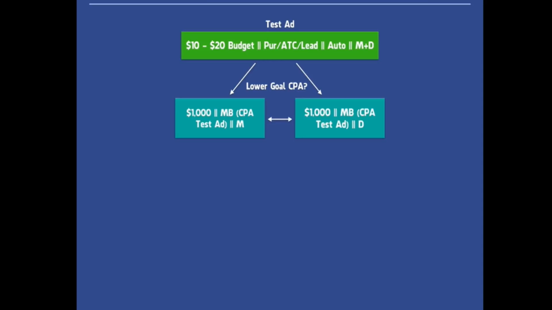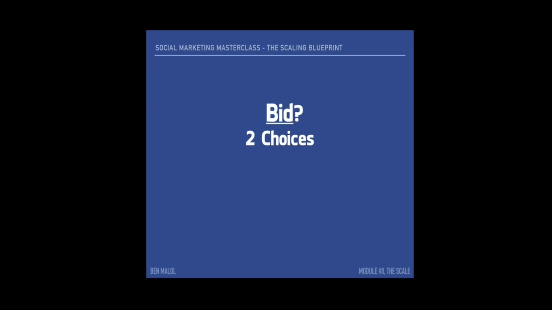So you'll have the test ad running, and then you'll have one of these ads running alongside it, right? So what bid do you put on the ad? So you have basically two choices. Okay, you have the bottom to top, which you go from a low bid and increase it slowly. This is a lot slower and less risky.